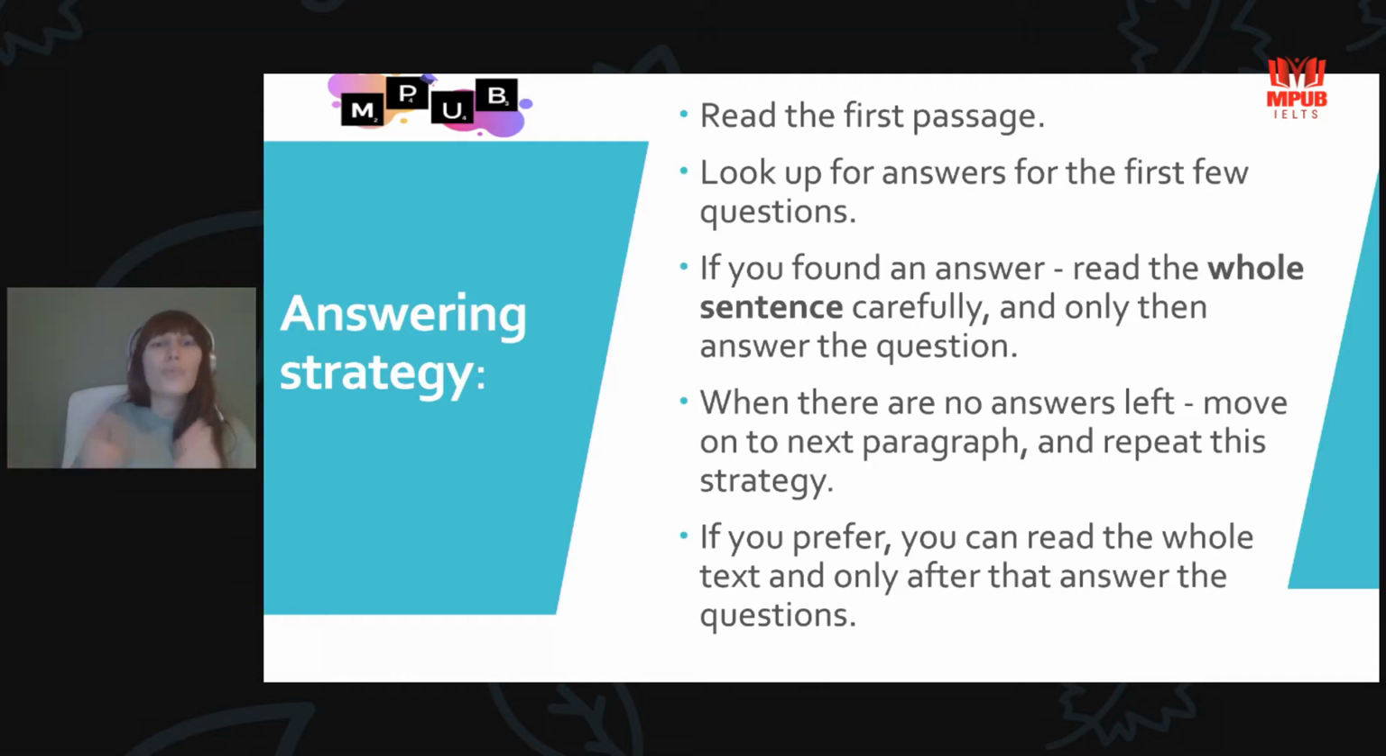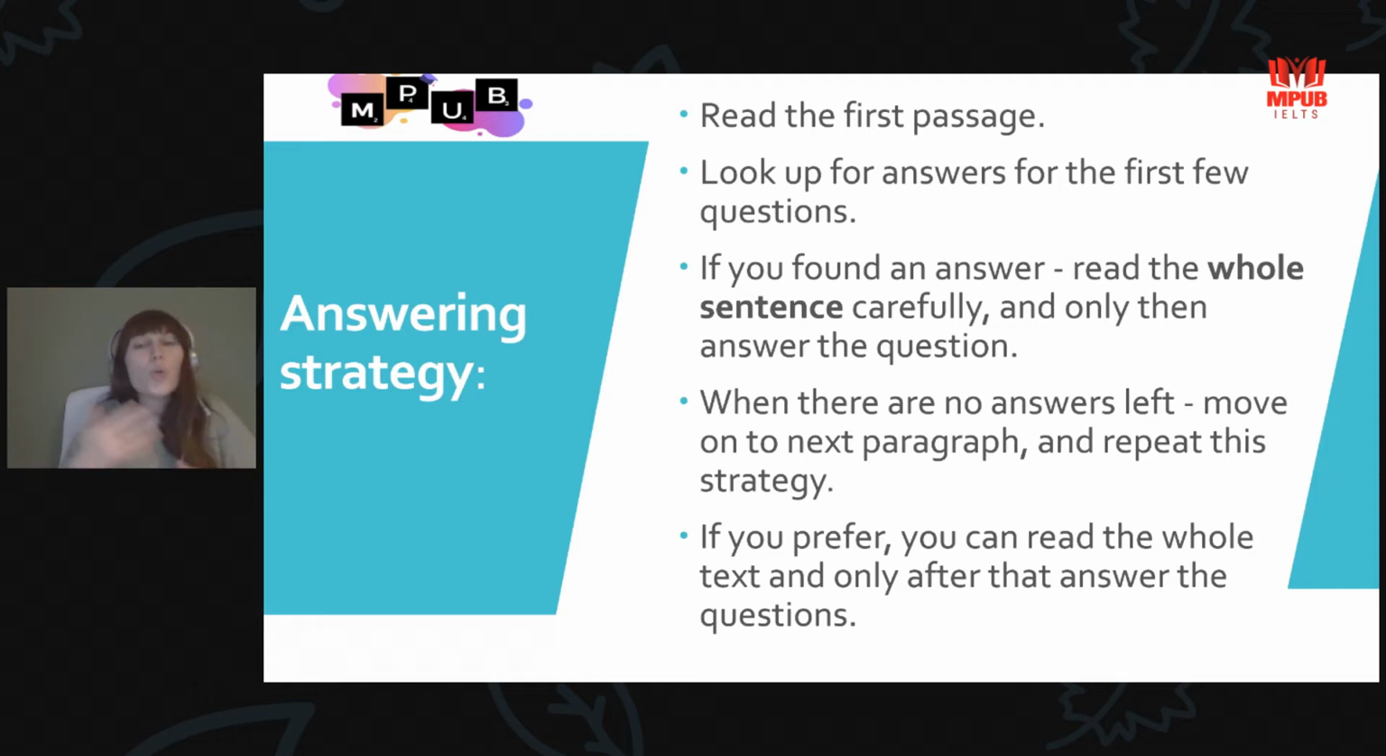Now, if you found an answer, read the entire sentence carefully. Don't just go, okay, that matches the question. Oh, that must be the answer. Read it carefully, because if you don't read the whole sentence, then that is where you can make some silly mistakes. So please read very, very carefully and read the whole sentence. Then, when there are no answers left, move on to the next paragraph, and then you can repeat this strategy.